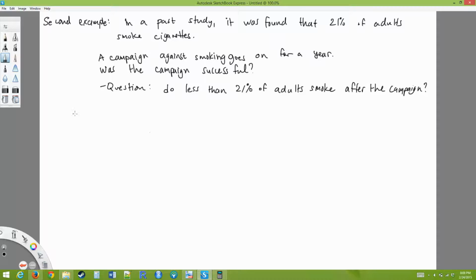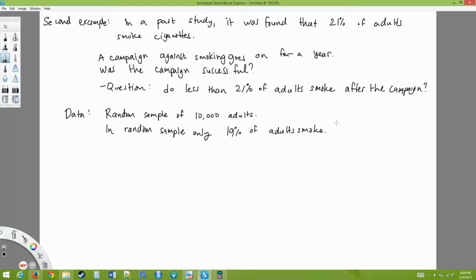Okay. All right, so let's say, and this is our data, you took a random sample of 10,000 adults, okay, and in the random sample, only 19% of adults smoke. Okay? So this is your random sample.